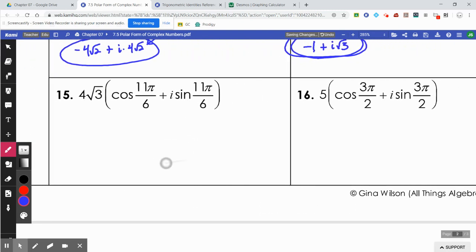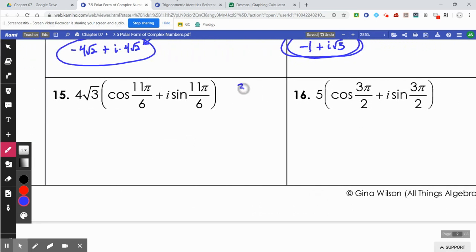So you went from, again, this would be a polar form to complex form, or your normal form. 11 pi over 6, that is a 330 degree angle. So that means you're in quadrant 4. Your reference angle would be a 30. So now let's clean it up. You have 4 root 3 times the cosine of a fourth quadrant angle will be positive. The cosine of 30, which is your reference angle, would be root 3 over 2. Plus I times the sine of a fourth quadrant angle will be negative. The sine of a 30 degree reference angle is 1/2.